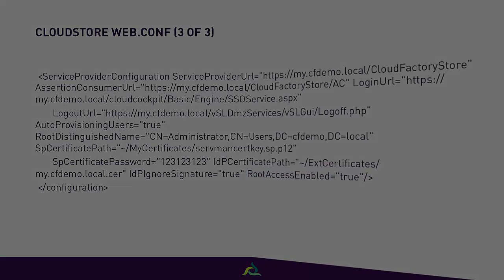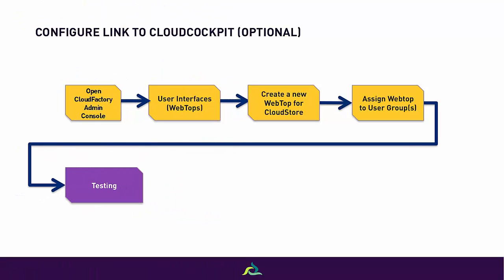And then you have the certificate validation. And to make end users' access easier to CloudStore, we will now show you how to configure the link between CloudCockpit and CloudStore. Essentially, there are only 4 steps. We'll go to the admin console. We will go to webtops, create a new webtop, and assign this particular webtop to the end user.